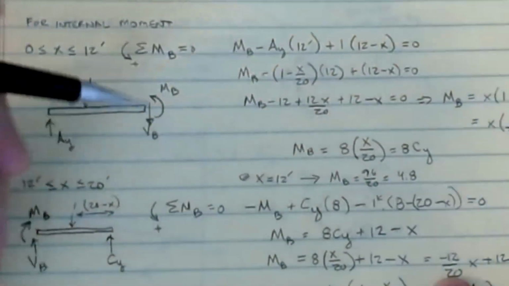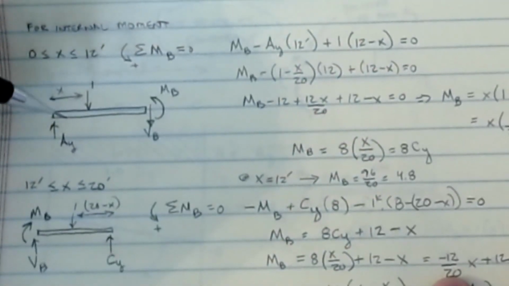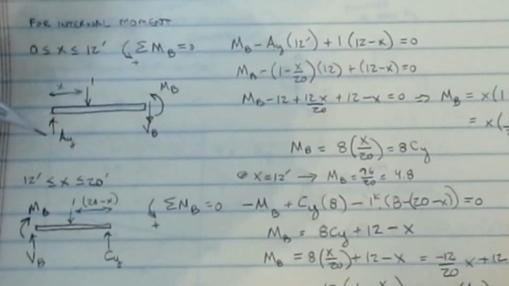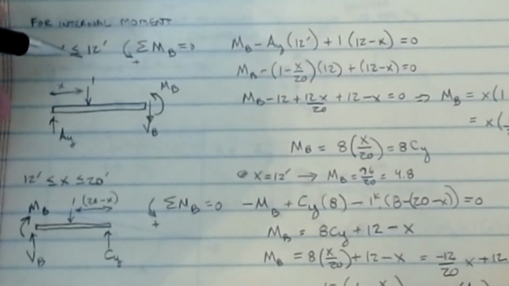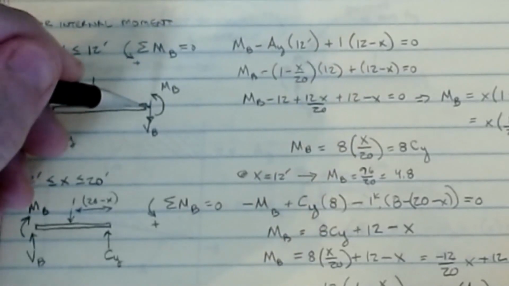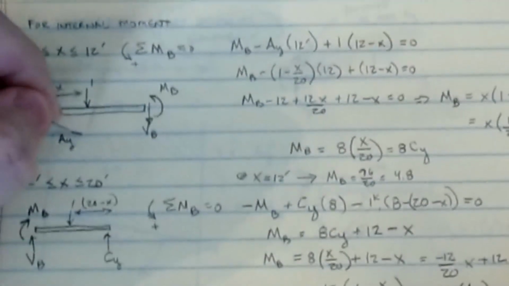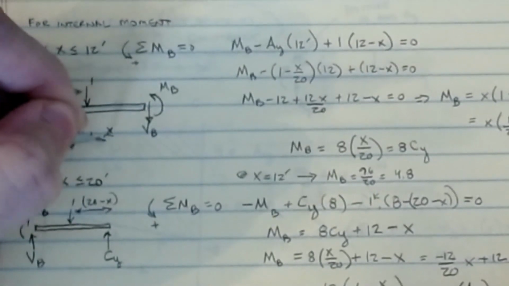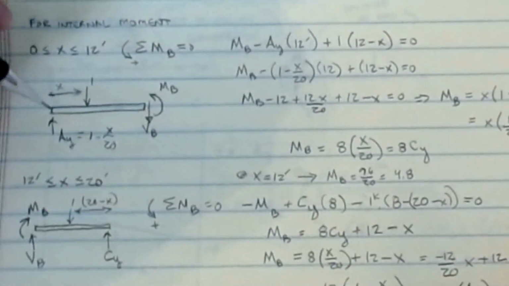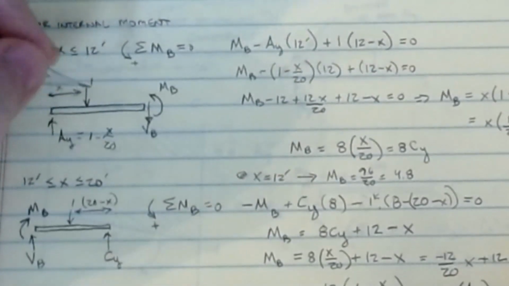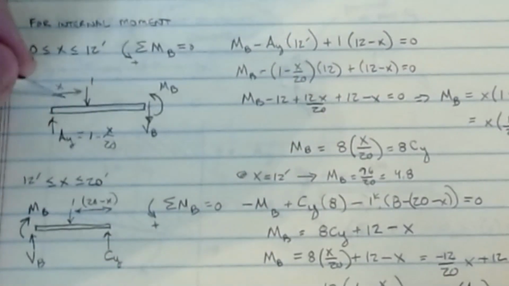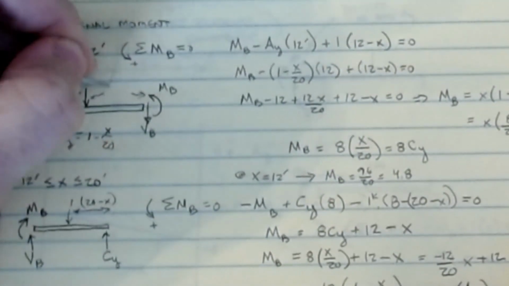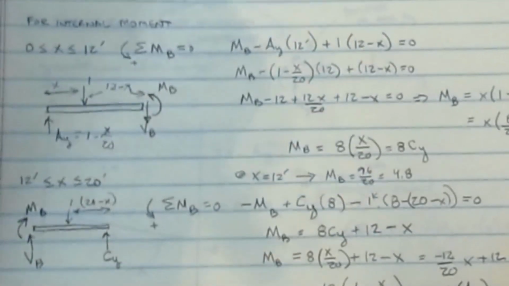Okay, so just like you did before, we're going to use the same free body diagrams for internal moment. So my free body diagram looks like this. Okay, when 0 is less than x is less than 12, we can sum moments at B. Okay, and we could write our equation. We know that this is 1 minus x over 20. And we know that for the whole length that was 12 feet. And so then this distance from here to here is 12 minus x.